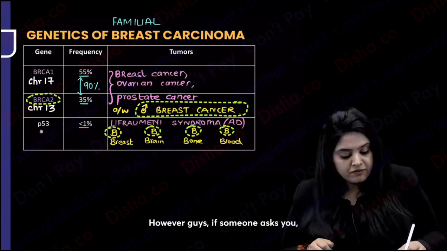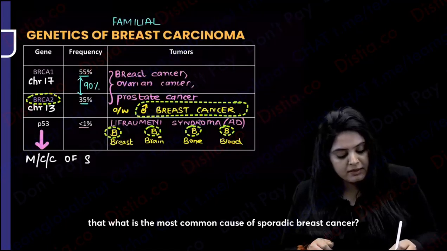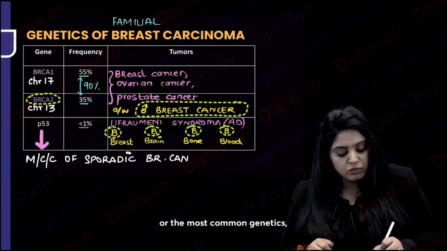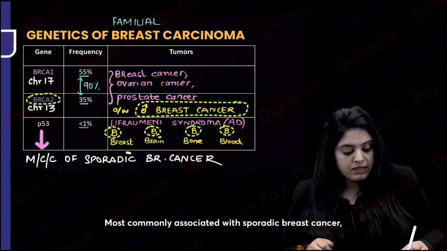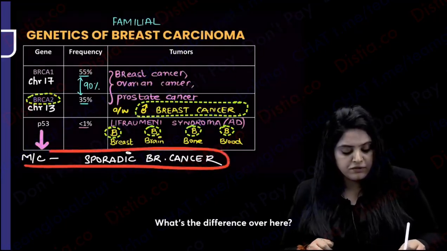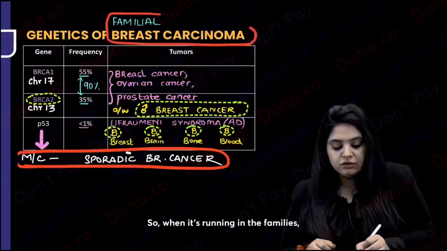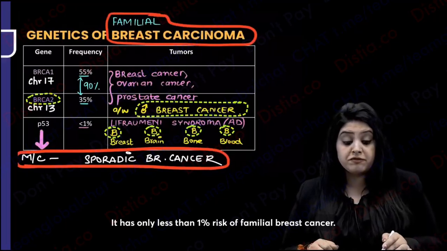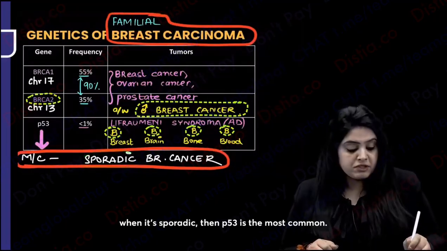However, guys, if someone asks you what is the most common cause of sporadic breast cancer, or the most common genetics, that would actually be a better thing. Most commonly associated with sporadic breast cancer, you would say P53. So what's the difference over here? Because whatever I was teaching you up till now was familial breast cancer. So when it's running in the families, then P53 has a very low chance. It has only less than 1% risk of familial breast cancer. But when it's not running in the families, when it's sporadic, then P53 is the most common.